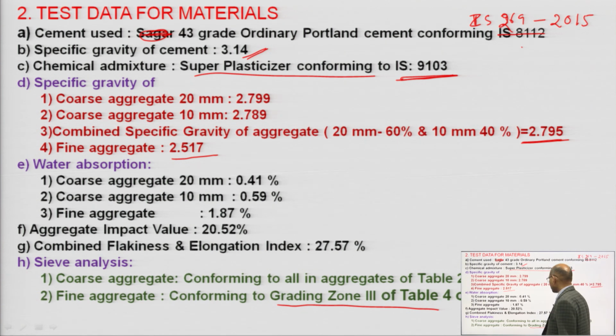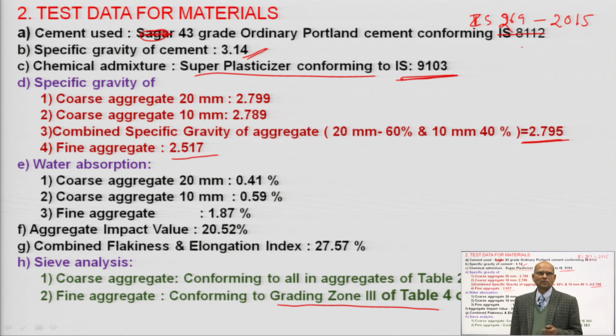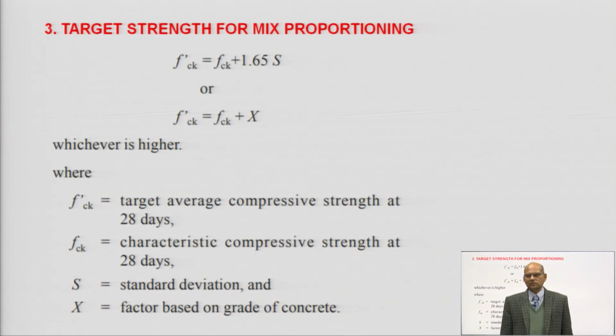So, you are supposed to refer to IS 383 and confirm this data. That means you have to do the practicals, experimentation, get this data, and then you go for the design. So, the next step is target strength for mix proportioning.